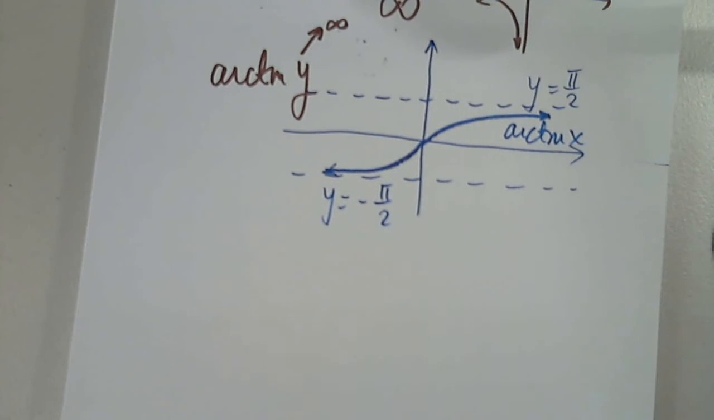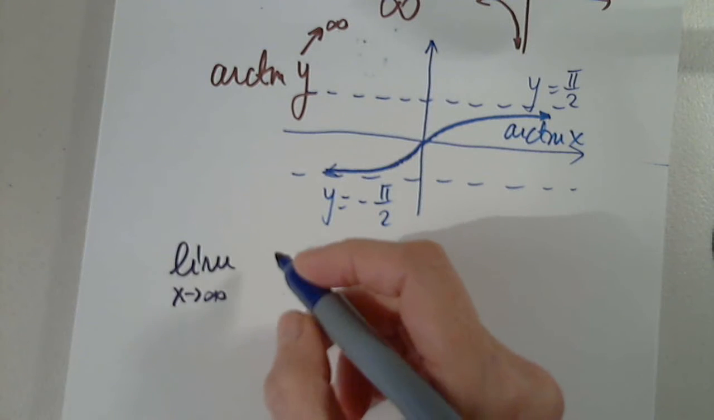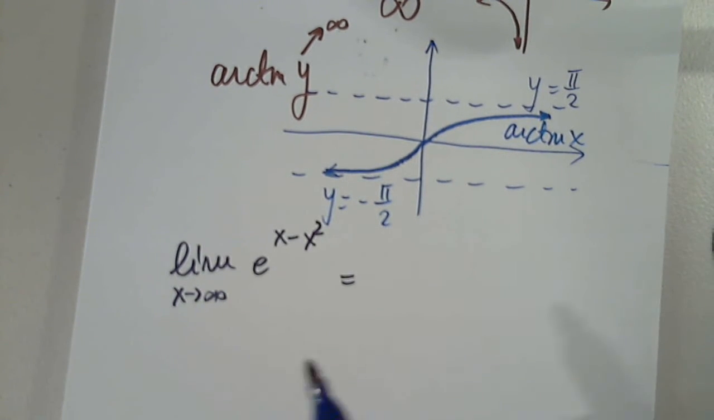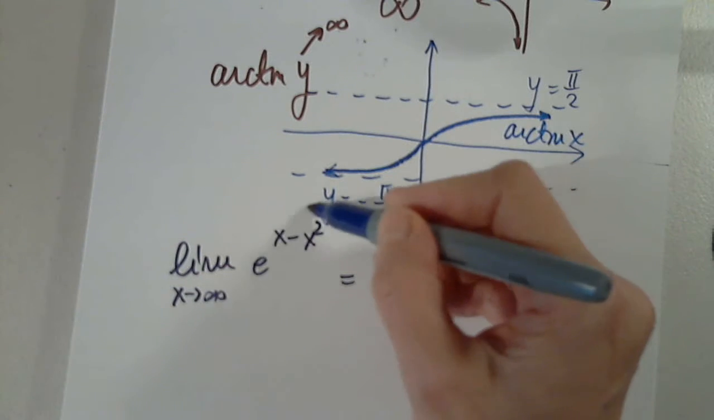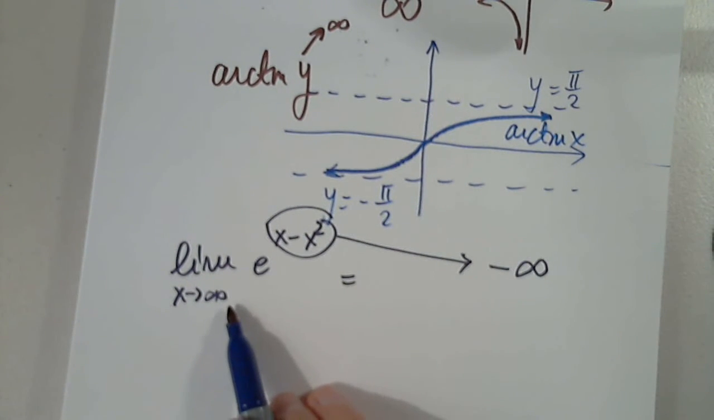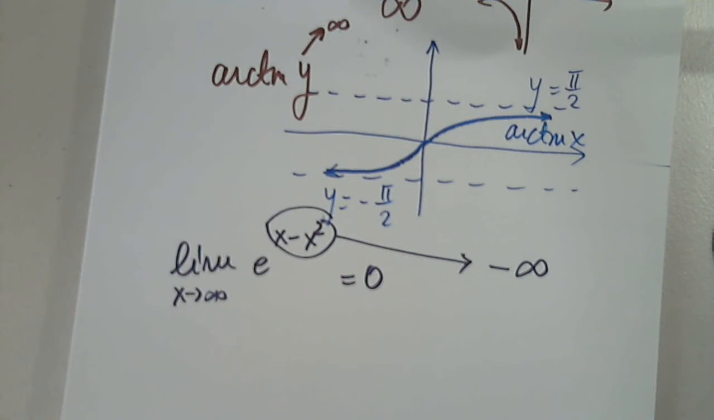And b is the limit as x approaches infinity of e to the x minus x squared. So again, I have to check and see what kind of indeterminate case this is. And I realized this piece will approach negative infinity when x approaches infinity, and e to negative infinity is 0. And you don't need to do anything else.